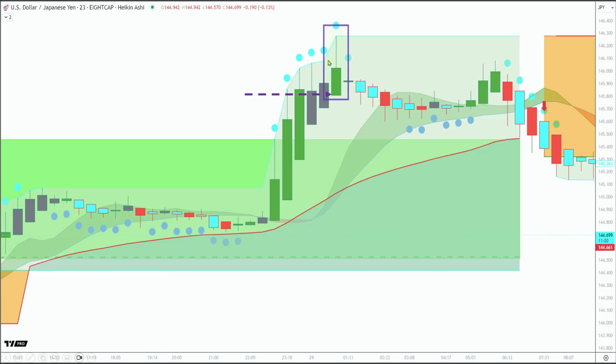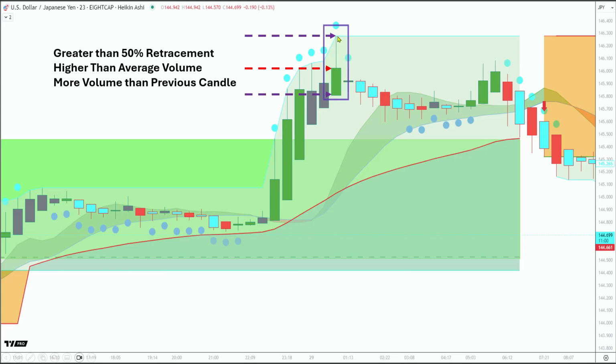So first of all, this candle that we're really interested in here. This is the open, this is the high, and this is the close. So this is a retracement of more than 50% from the highs. In fact, it's about 65% or something like that.